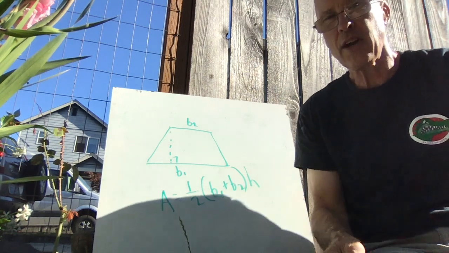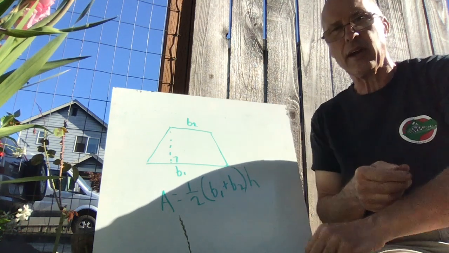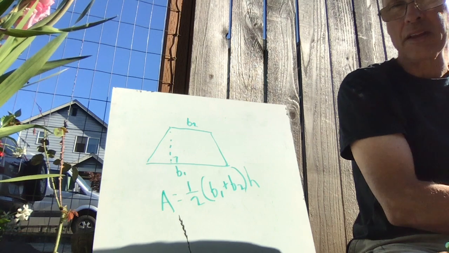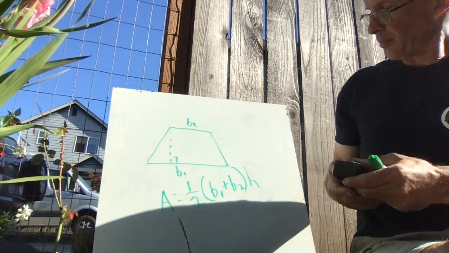Okay? Sorry, let me get my shadow out of the way. How do I do that? Oh, like that. Okay, can you see that? All right.